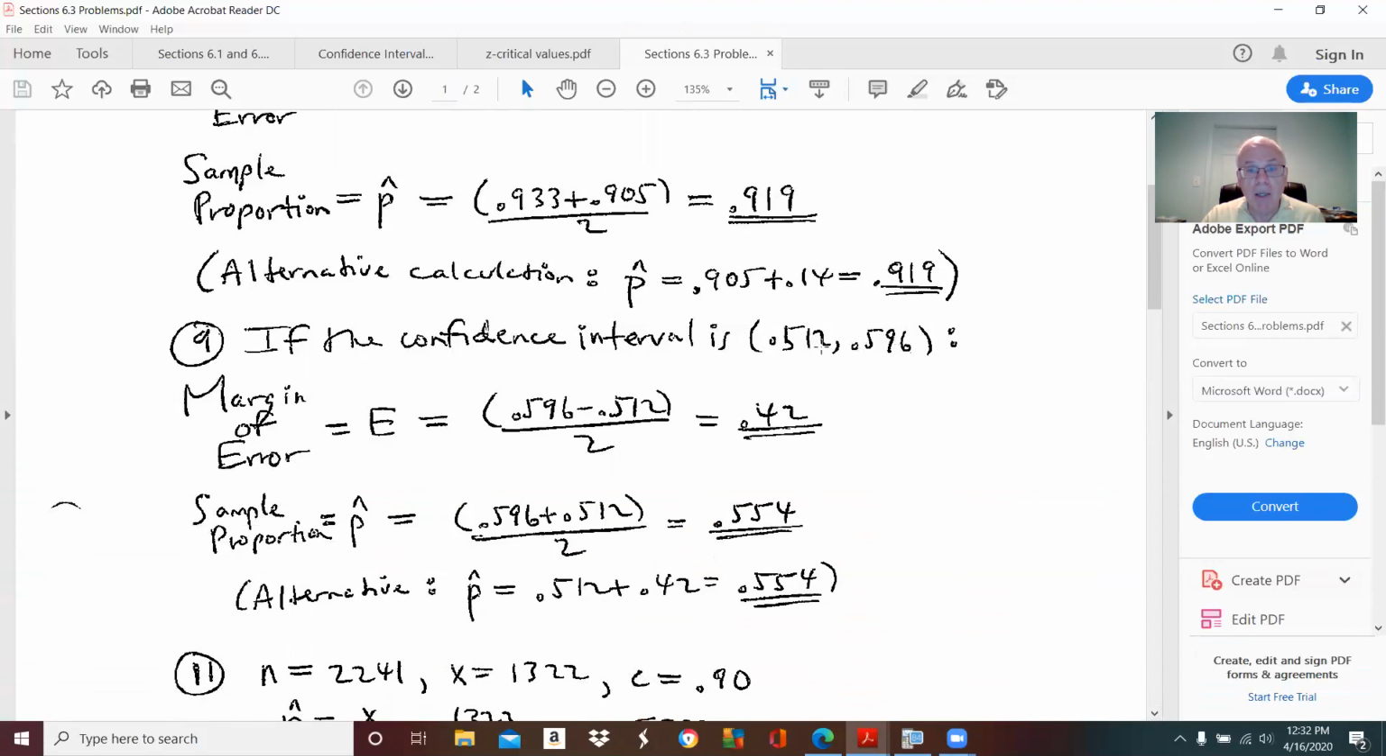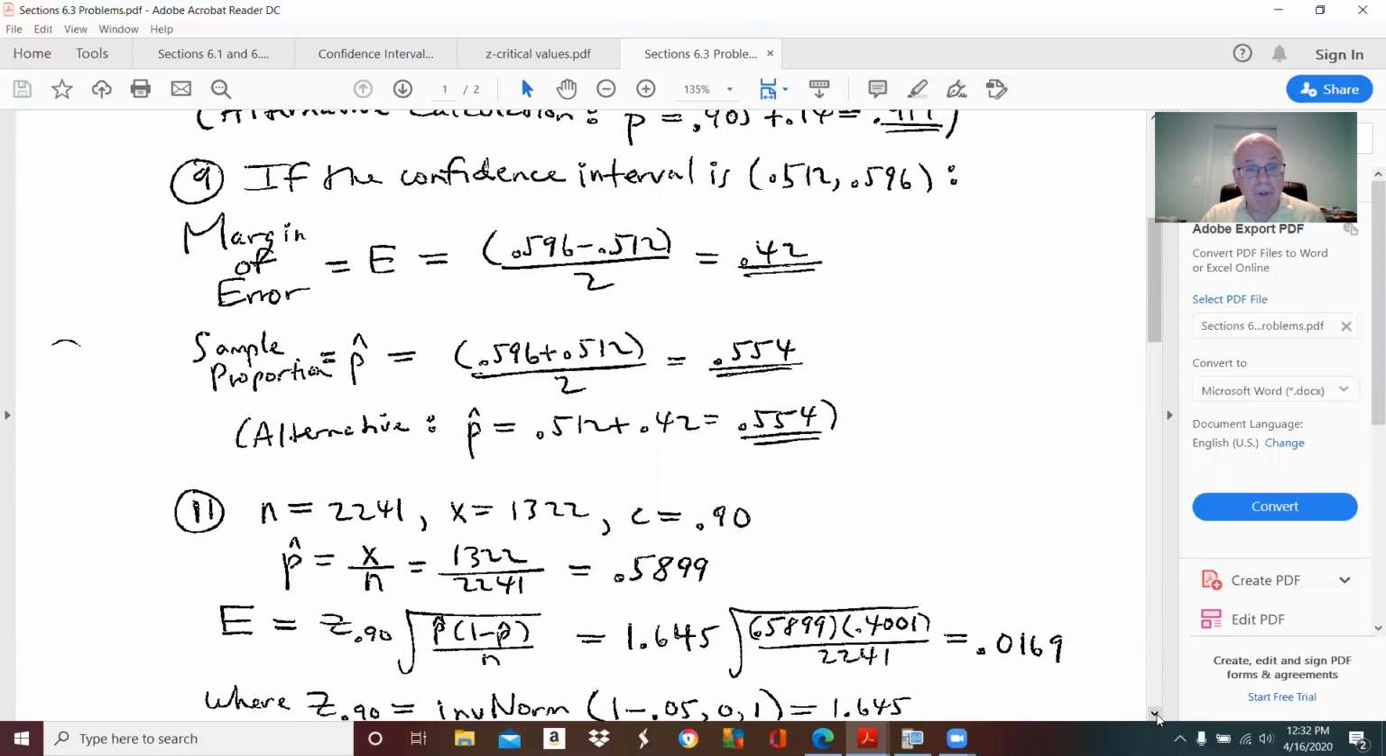Here's our confidence interval, margin of error. You subtract the 2 endpoints and divide by 2. 0.42 is the margin of error. The sample proportion, the point estimate, we find the average of the 2 endpoints, 0.554. And again, here's the alternative way of finding it.